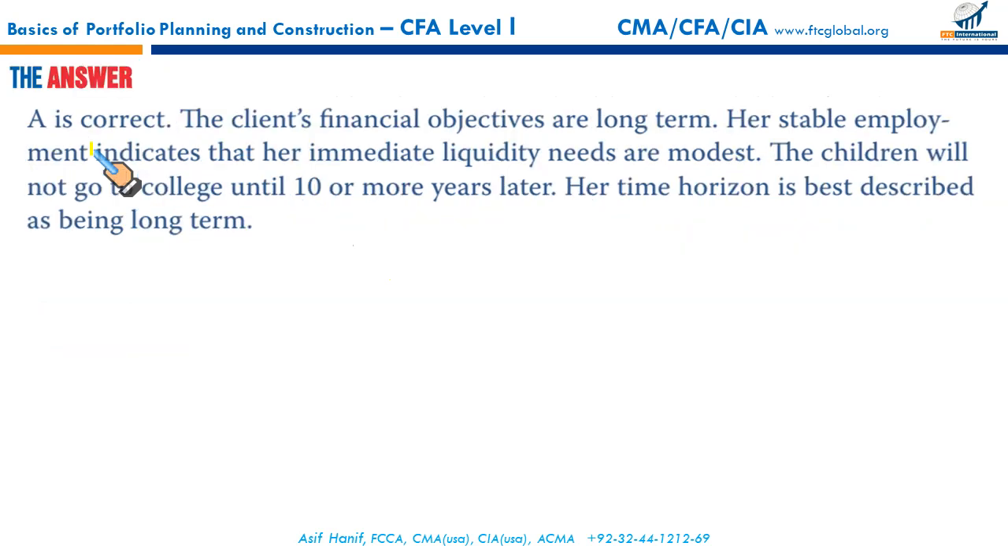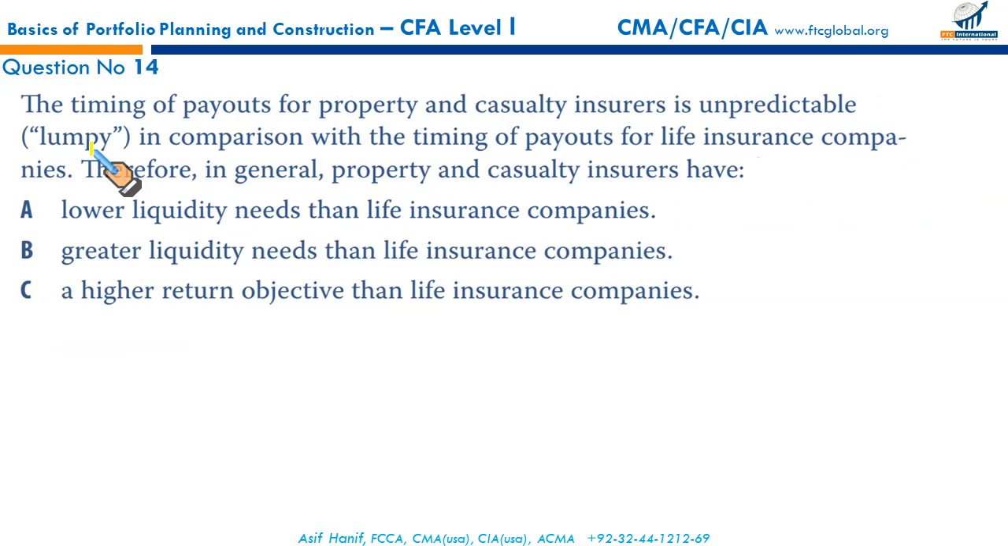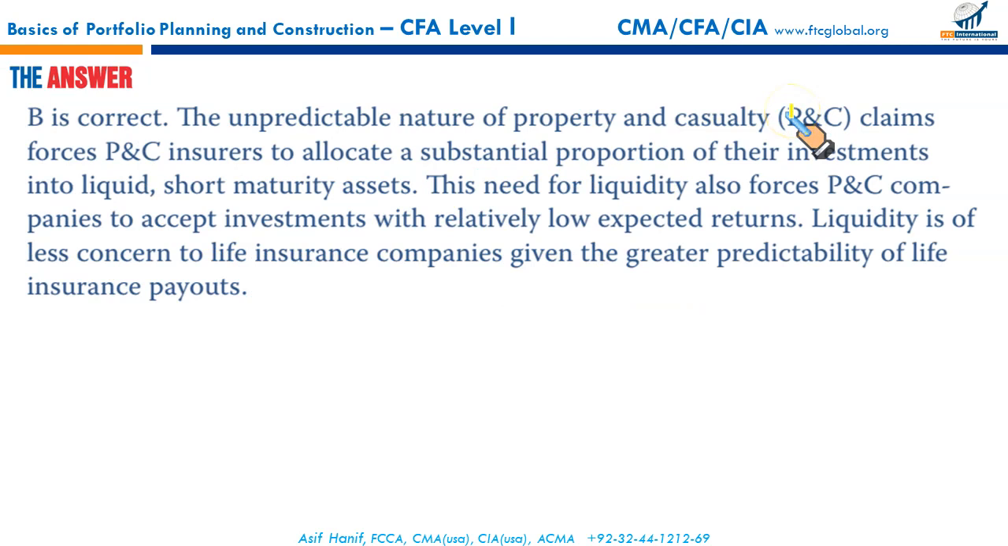Okay, next is the right option. The timing of payouts for property and casualty insurers is unpredictable in comparison with timing of payouts for life insurance companies. Therefore, in general, property and casualty insurers have low liquidity needs. No, they have greater liquidity needs than life insurance because the timings of payouts are unpredictable. B, look no further. That's your right answer.